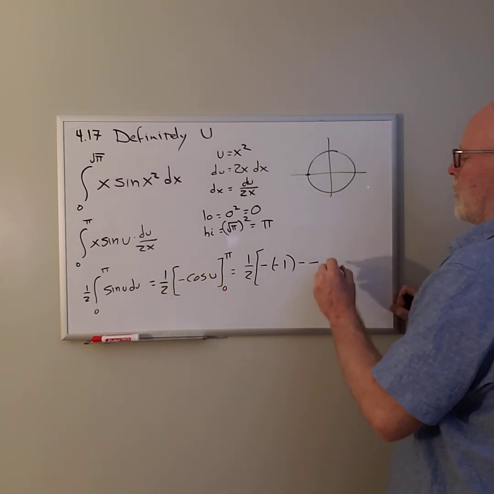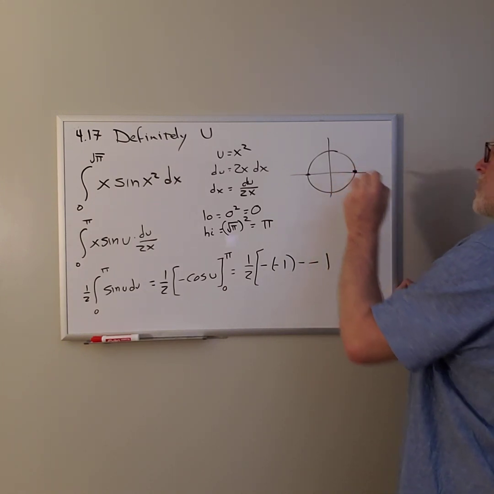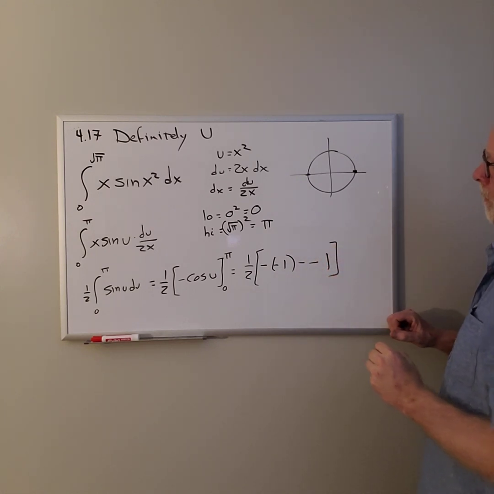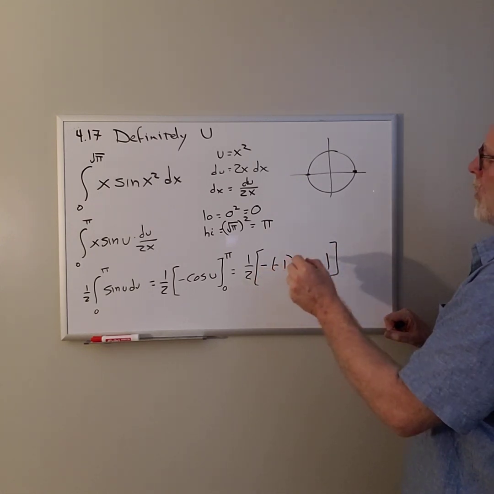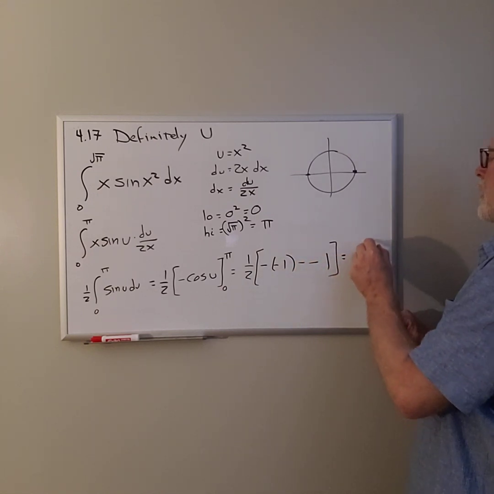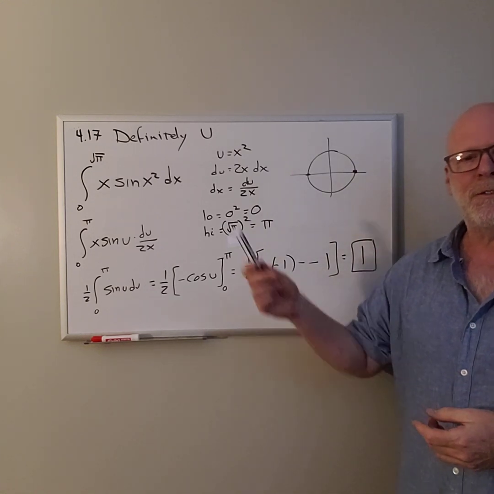Cosine of 0 is 1, right? 0 is this angle here, cosine is the x coordinate. So we have the negative of -1 minus -1, which is 2. 1/2 of 2 is 1. So all that work for such a simple number.